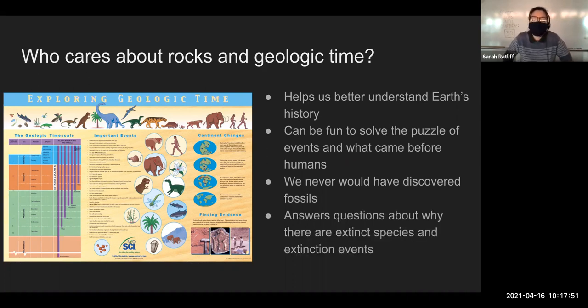And it answers questions about why there are extinct species and extinction events. We know dinosaurs existed, they are in the fossil record, but why aren't they here anymore? We know things like woolly mammoths, ground sloths, saber-toothed cats existed in the Ice Age. Why aren't they around anymore?